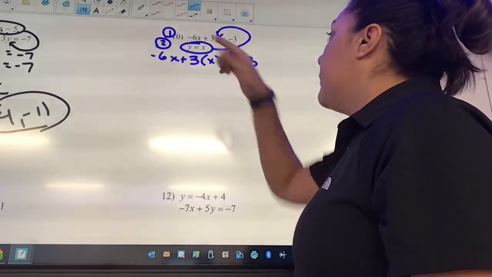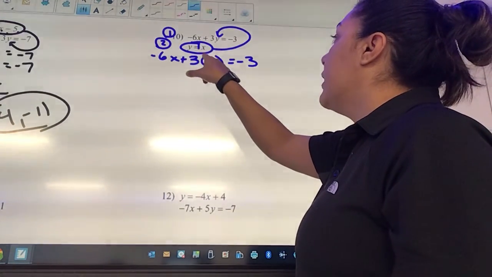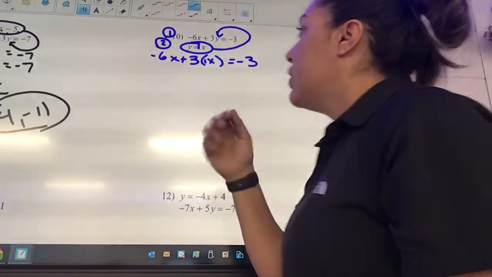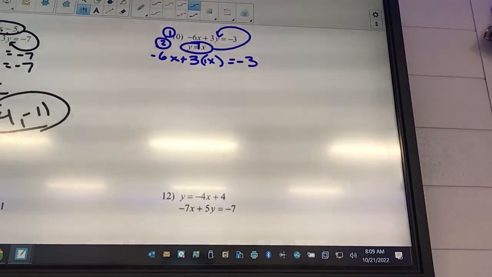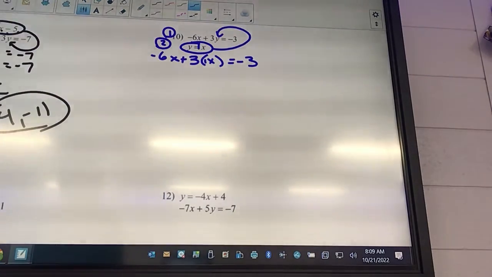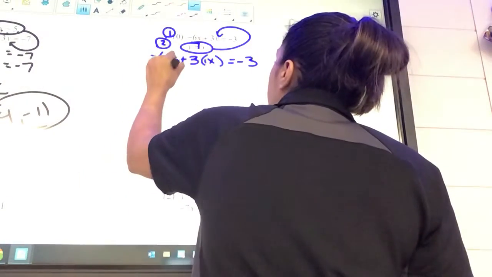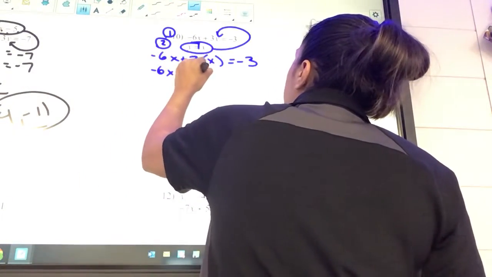Same thing. If you want to put a 1 in front of this x, that's okay. You can put a 1 right here. It's not going to change anything. Okay. What's our next step? Distribute. Okay, so I got negative 6x plus 3x equals negative 3.